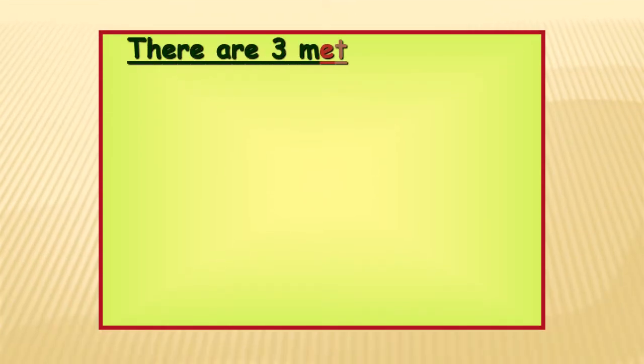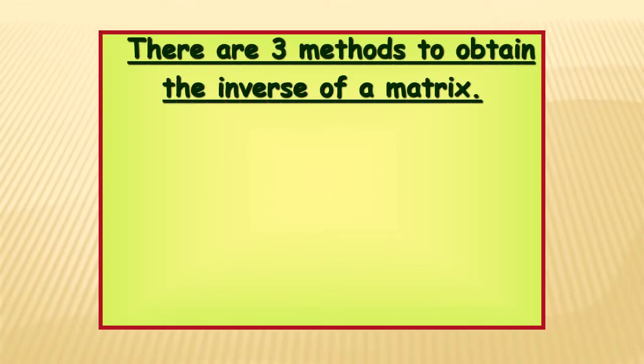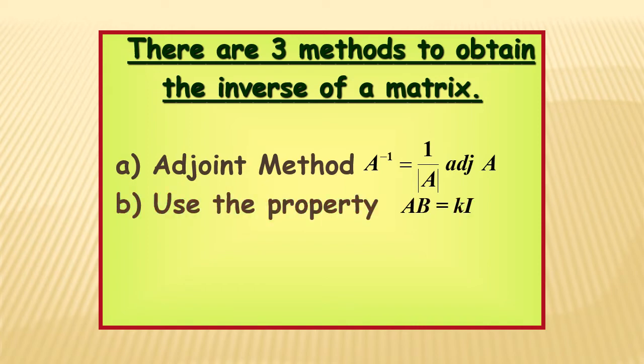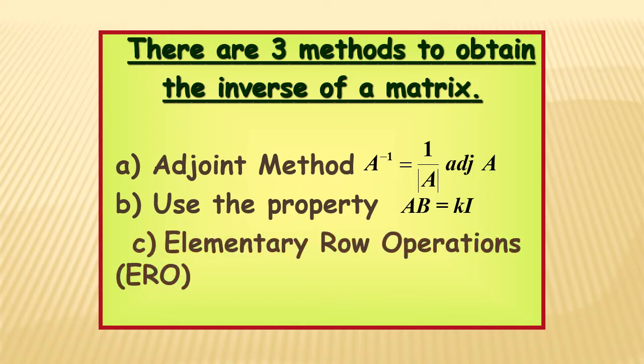Okay, so there are three methods to obtain the inverse of a matrix. The first one is by using the adjoint method. The formula for the adjoint method is A inverse is equal to 1 over determinant of A multiplied with adjoint of A. The second method is to use the property of A multiplied by B is equal to the identity. And the last one is to use the elementary row operation, or the short form is ERO, which we will discuss in tutorial.